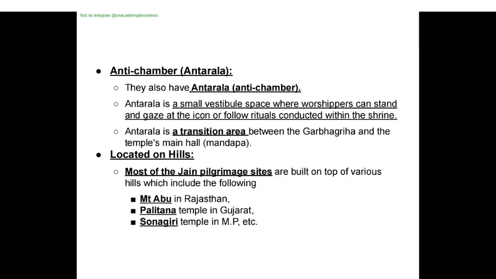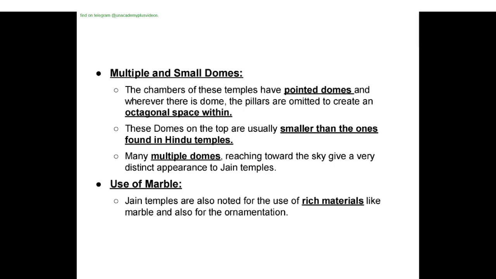Antechamber, Antarala. They also have Antarala, that is, antechamber. Antarala is a small vestibule space where worshippers can stand and gaze at the icon or follow rituals conducted within the shrine. Antarala is a transition area between Garbhagriha and the temple's main hall, Mandapa. Located on hills. Most of the Jain pilgrimage sites are built on top of various hills, including the following: Mount Abu in Rajasthan, Palitana temple in Gujarat, and Sonagiri temple in MP, etc.